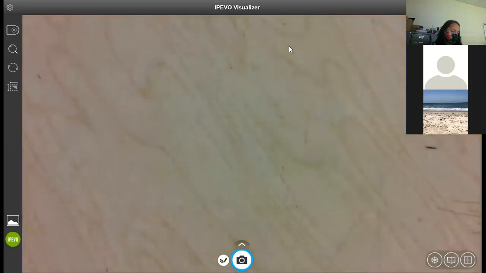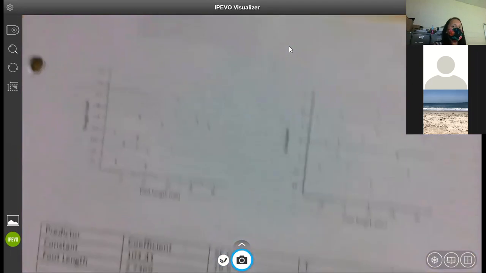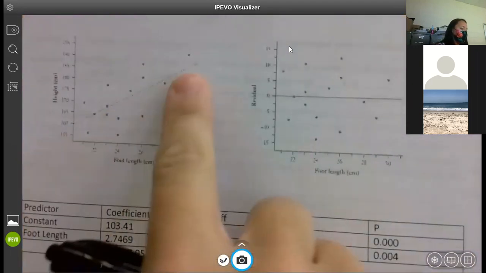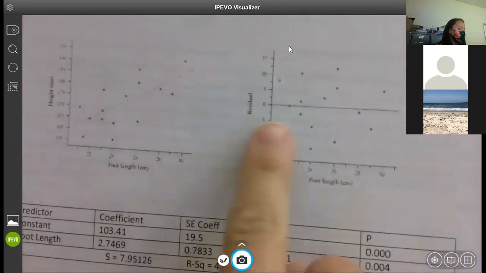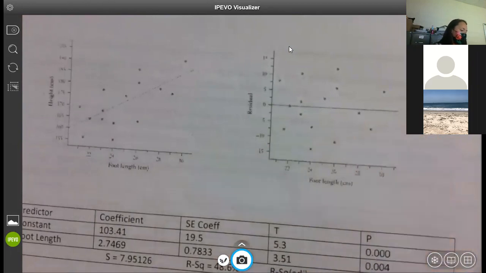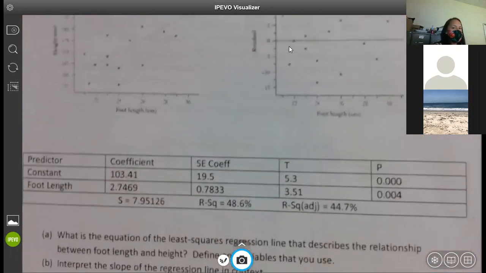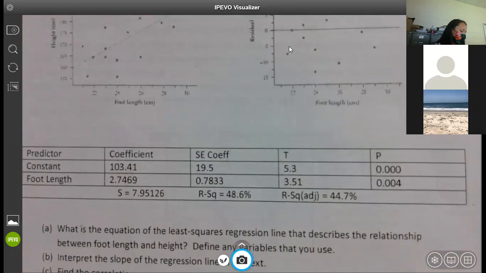All right, flip through. So here's your two graphs. This is the one that has your prediction line on it. This is the one that's your residual plot. And then we have an output table right here. So it says, what is the equation of the least squares regression line that describes the relationship between foot length and height? Define any variables that you use.